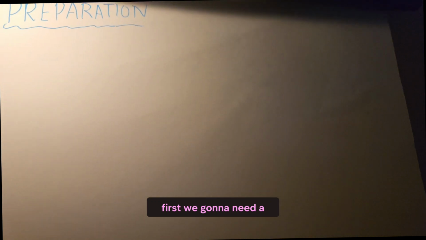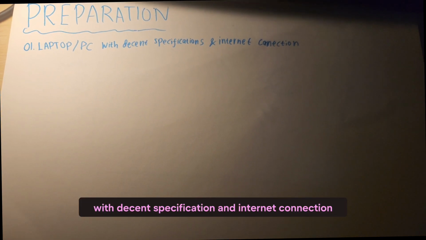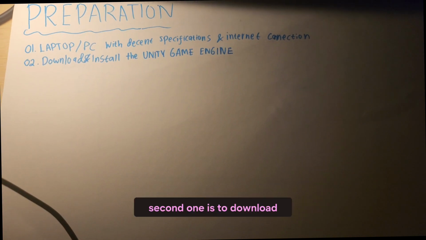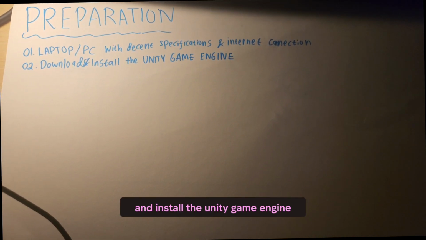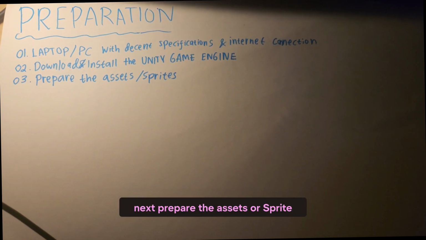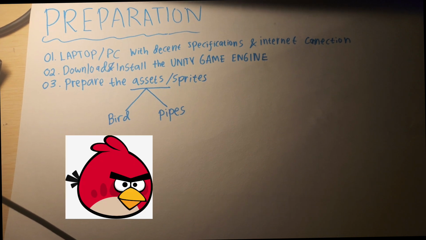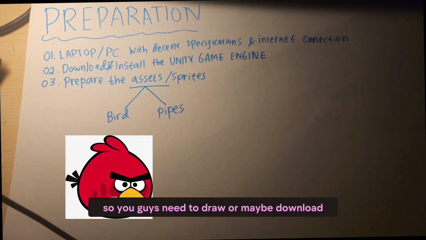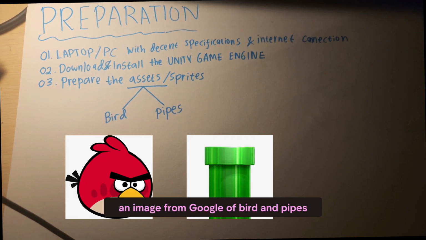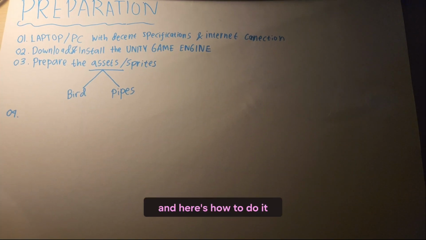Okay, so now it's for the preparation. We're going to need a laptop or PC with decent specification and an internet connection. The second one is to download and install the Unity game engine. Next, prepare the assets or sprites. The assets consist of a bird and pipes, so you need to draw or maybe download an image of a bird and pipes from Google. And here's how to do it.